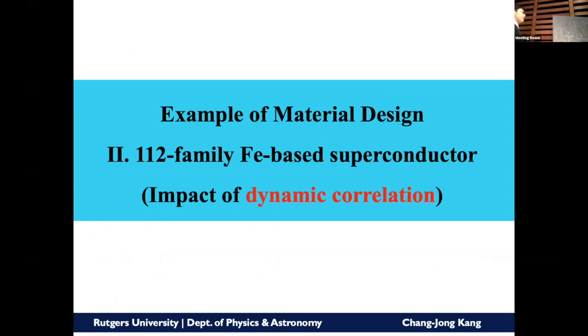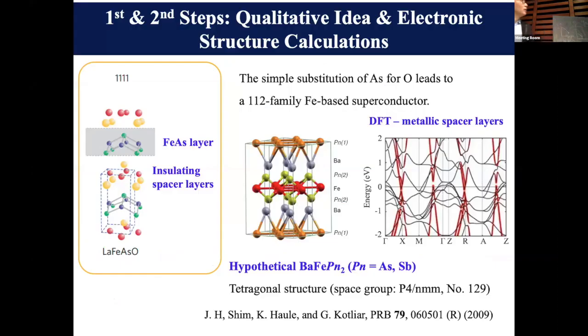Okay, the second example is the 112 family iron-based superconductor. So unlike the first example, I emphasize the impact of dynamic correlation. The 112 family iron-based superconductor was predicted theoretically in 2009 for the first time. So the idea is that a simple substitution of arsenic for oxygen is available in the 1111 compound, then the hypothetical tetragonal 112 compound could be obtained.